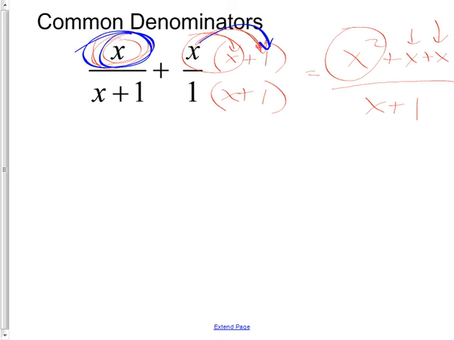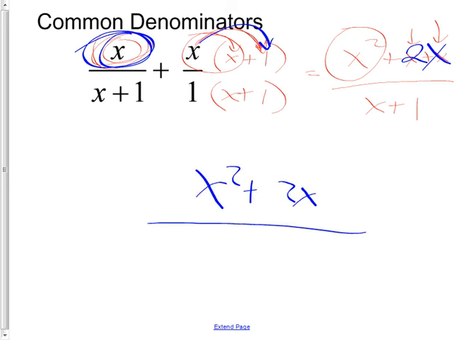Okay, x and the x makes 2x. So this should be a 2x. X squared plus 2x over x plus 1. I think we should try that again, but how many of you had that one right? Okay, that's about 1/5 of you. Let's try it again. Yes?